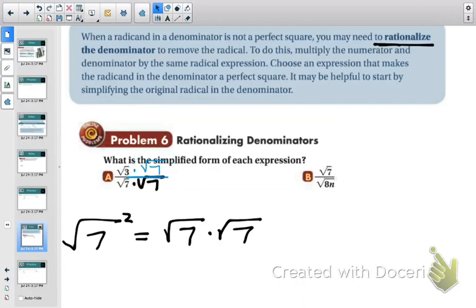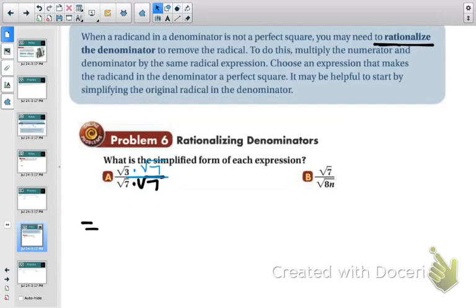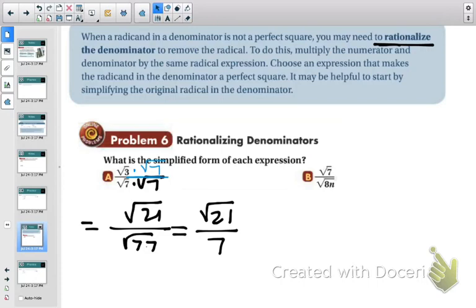Alright, and now what happens is we just multiply straight across. So square root of 3 times square root of 7 gives us square root of 21 on top. Square root of 7 times square root of 7 gives me square root of 7 times 7, which I have a pair of 7s, so those come on the outside. So I just get square root of 21 over 7.